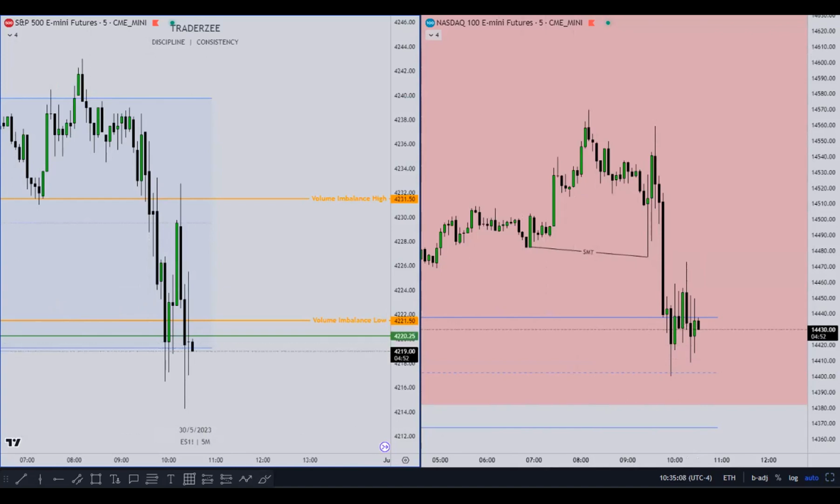I'll just take this red weekly daily fair value gap on NASDAQ out. It's too much, it's outlining weekly daily fair value. We will take it up.